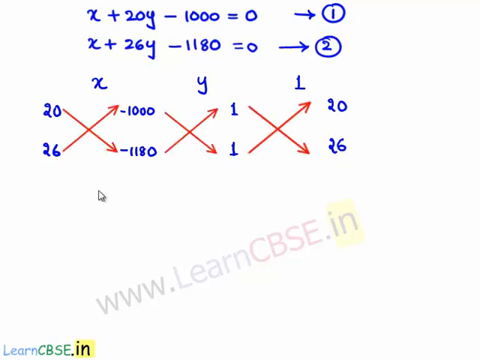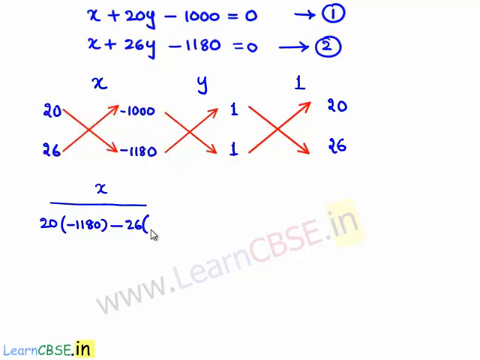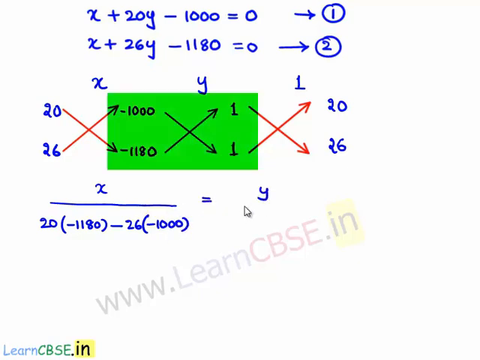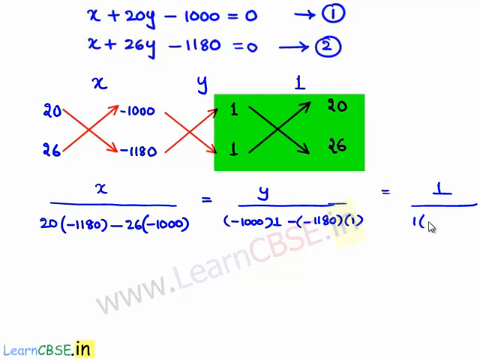Now we can write X divided by 20 times minus 1180 minus 26 times minus 1000. This is equal to Y divided by minus 1000 multiplied by 1 minus minus 1180 multiplied by 1. This is equal to 1 divided by 1 multiplied by 26 minus 1 multiplied by 20.